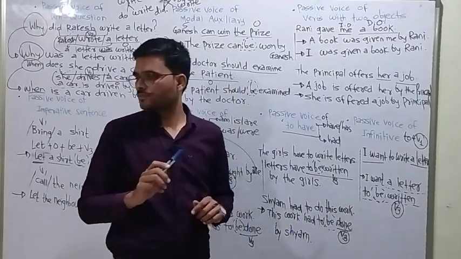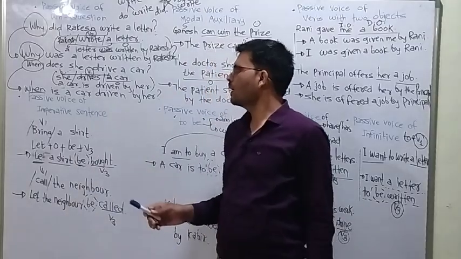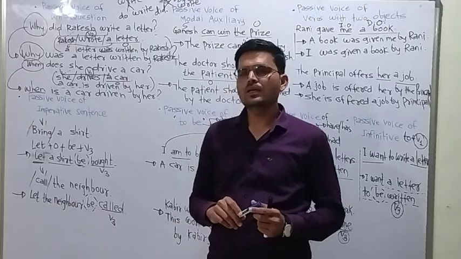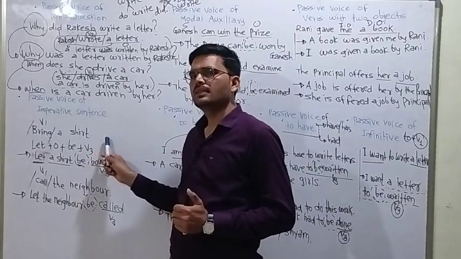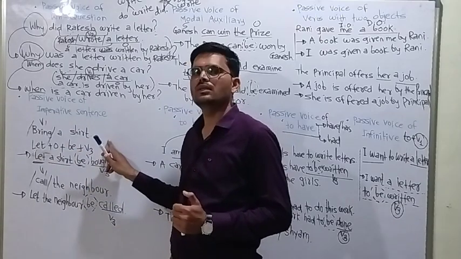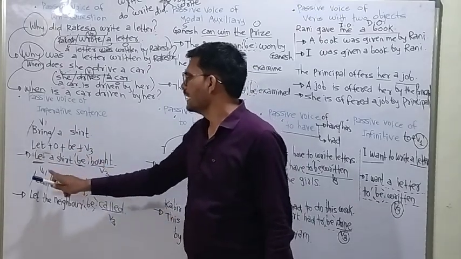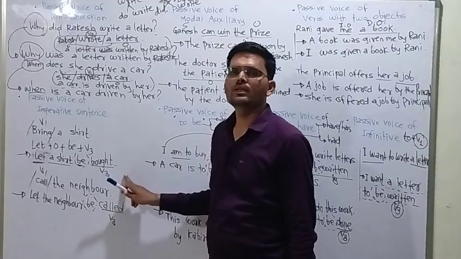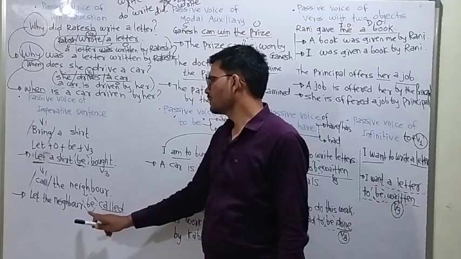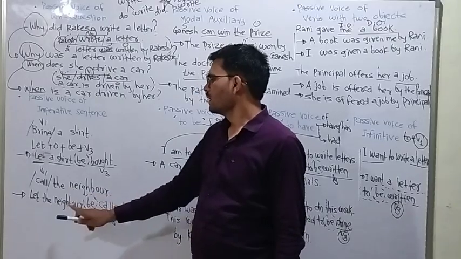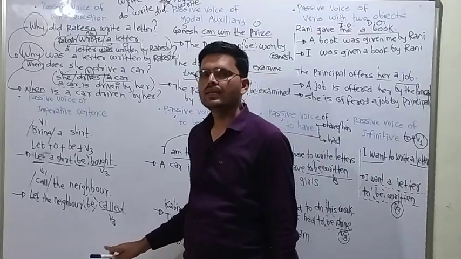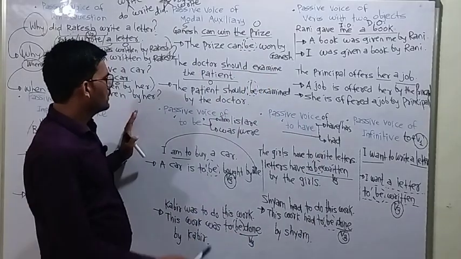Okay, next, the passive voice of imperative sentence. What is an imperative sentence? An imperative sentence always starts with the first form of the verb. Bring a shirt. Let a shirt be bought. Bought is the third form of the verb. Next, call the police. Call the neighbor. Let the neighbor be called.